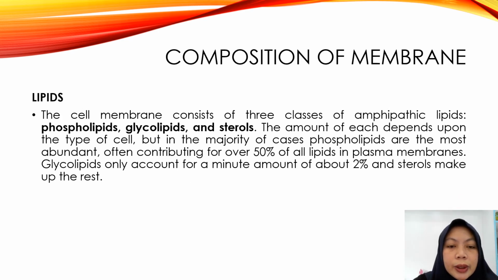Okay, so the next slide shows the composition of membrane. First and foremost, we have the lipids. The cell membrane consists of three classes of amphipathic lipids. We have the phospholipids, glycolipids, and sterols. The amount of each depends upon the type of cell. But in the majority of cases, phospholipids are the most abundant, contributing about 50% of all lipids in the plasma membrane. The glycolipids only account for a minute amount, about 2%, and sterols make up the rest.